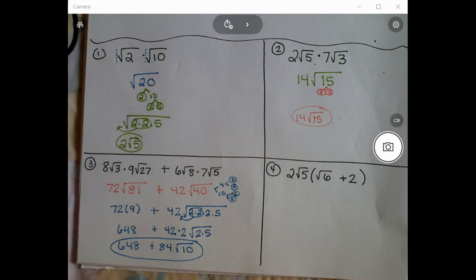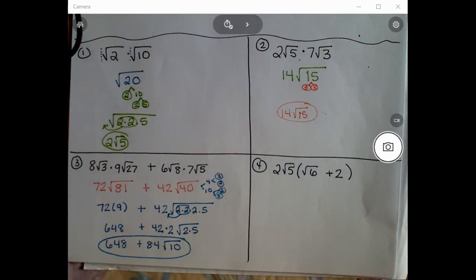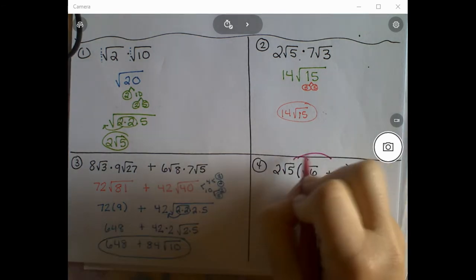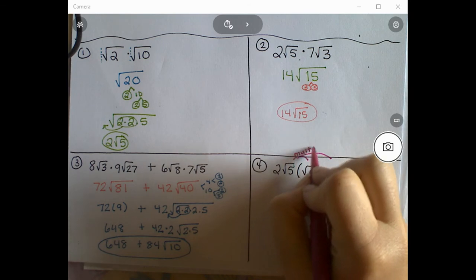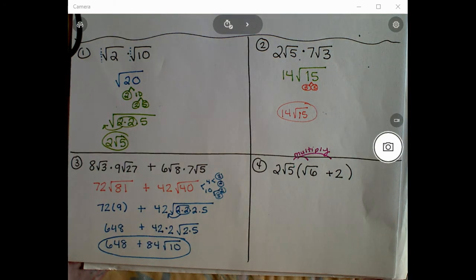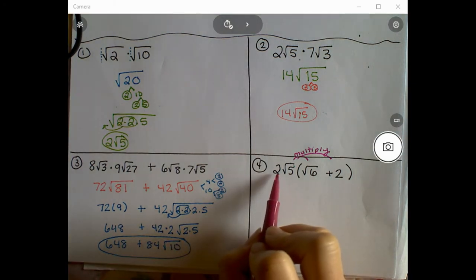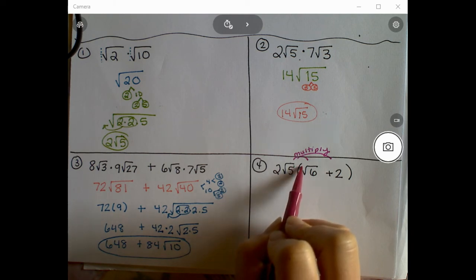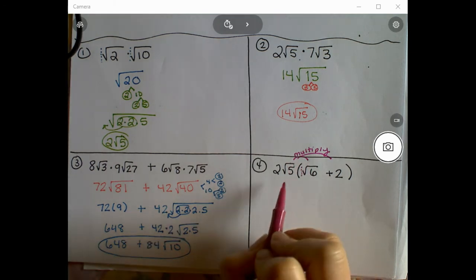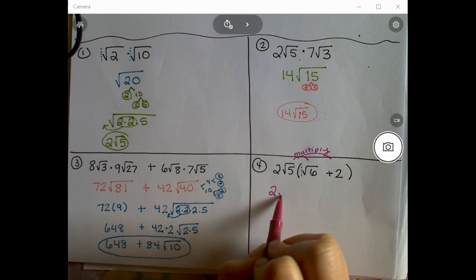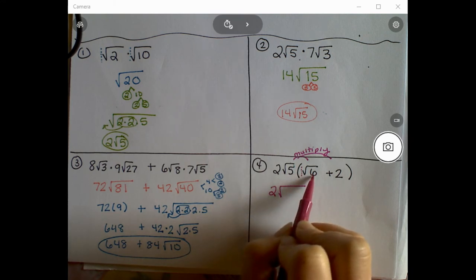All right, one more. This problem should make you be like, oh yeah, that is a distributive problem. You do need the distributive property, and that involves multiplying. So you are going to follow the rules of distributing and the rules of multiplying radicals. The first thing we're going to do is 2 root 5 times root 6. Since root 6 doesn't have a number in front, there's an imaginary 1. So 2 times 1 is 2. Radical 5 times 6 is 30.